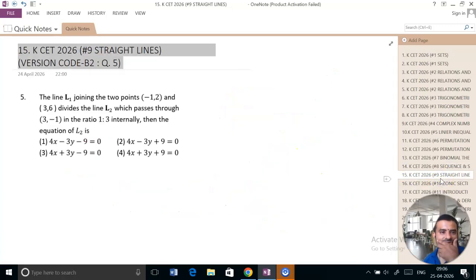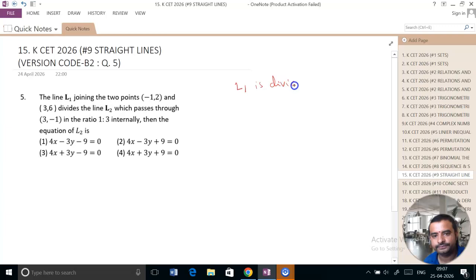So again, when it comes to straight line, they given one question in this paper. Here the line L1 joining 2 points (minus 1, 2) and (3, 6) divides the line L2. I think this is meaningless, and instead of like this they should give L1 is divided by L2.